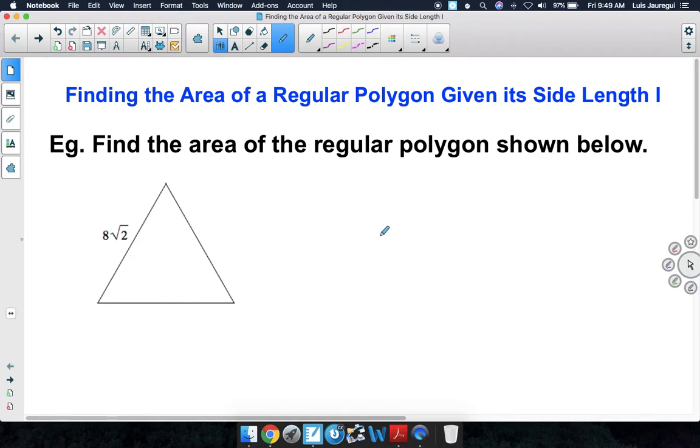Welcome. In this video, we'll be finding the area of a regular polygon given its side length, part 1. Let's take a look at our example. Example: find the area of the regular polygon shown below.